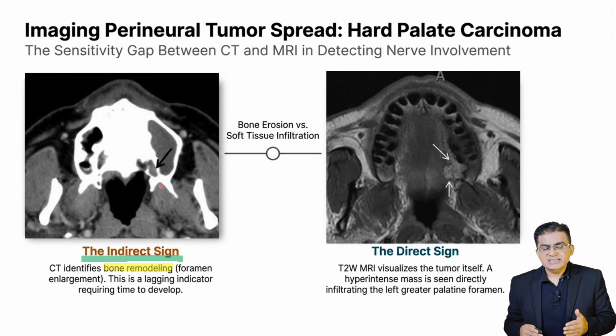By the time you finally see that bony change on CT scan, the disease has been sitting there growing for quite a while. MRI, on the other hand, gives you the direct sign. Look at the image on the right. We are not waiting for the bone to change. We are directly visualizing soft tissue of the tumor itself. The T2 MRI shows that hyperintense mass actively infiltrating the foramen. You do not have to wait for bone destruction to know the cancer is there. This is an important concept you should understand.